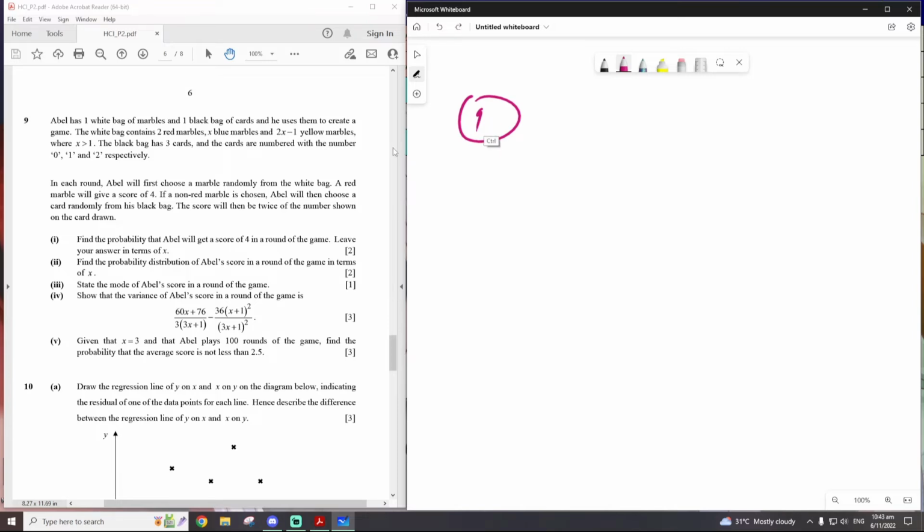Find the probability that Abel will get a score of 4 in a round. Okay, so there's 2 cases. One case is you draw the red marble, and then you don't need to worry about anything else already, right? So you have 2 over... how many marbles are there in total? 3x plus 1. Because it's 2x minus 1 plus x plus 2. Then you plus the probability that you don't draw a red marble, and that is 3x minus 1 over 3x plus 1. What's the probability that you draw the card with 2? Because that will give you the score of 4, right? 2 times 2. So that is just 1 over 3 times 3x minus 1 divided by 3x plus 1.